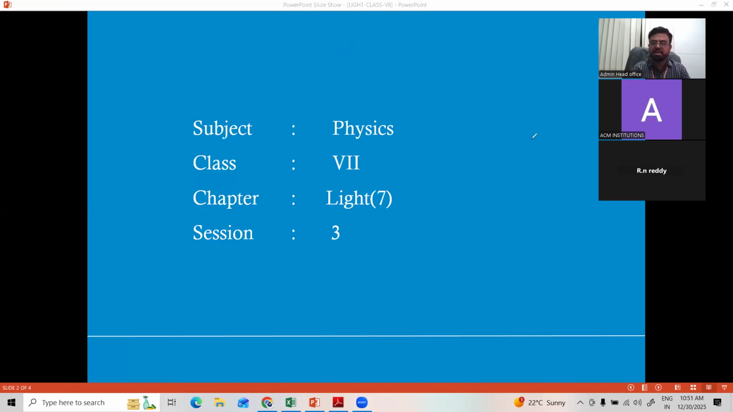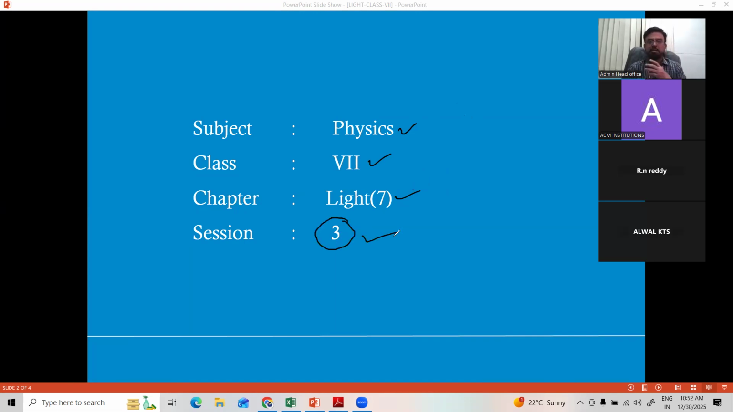As you all can see on the screen, and you are well aware, my subject is physics. We are in class 7. Our ongoing chapter, chapter number 7, is light. And today we are entering session number 3. So far we completed 2 classes in understanding the concept of light and various terminology of light. So we'll continue where we left in the last class.